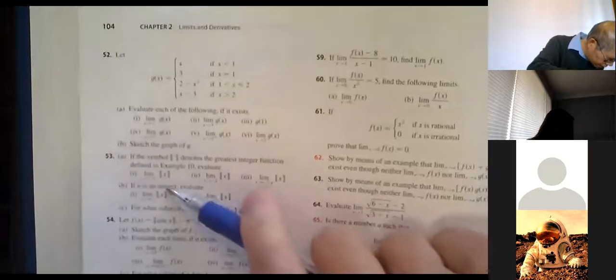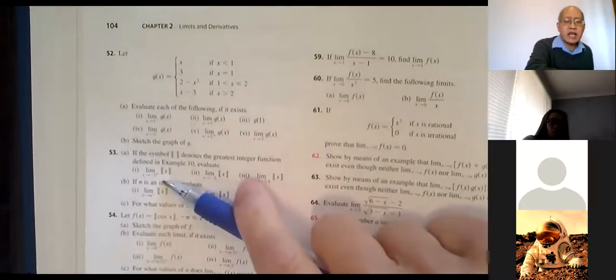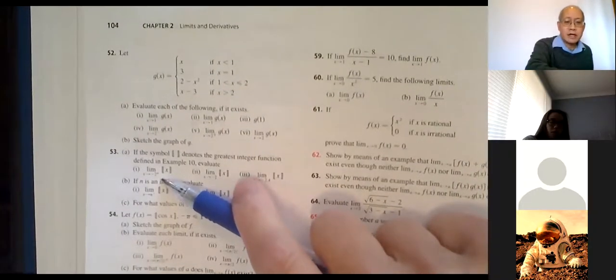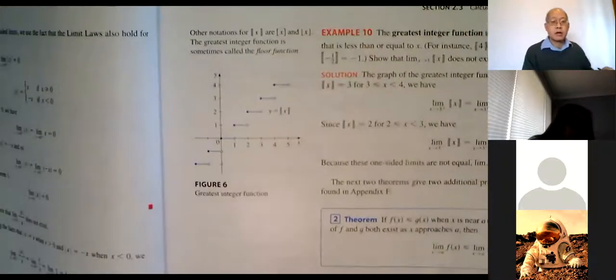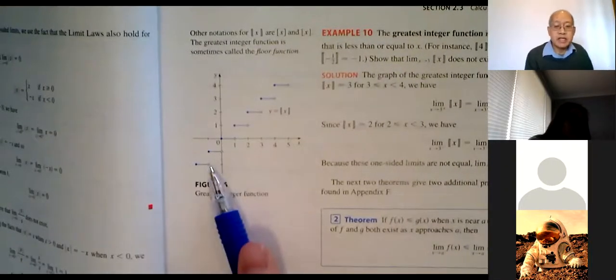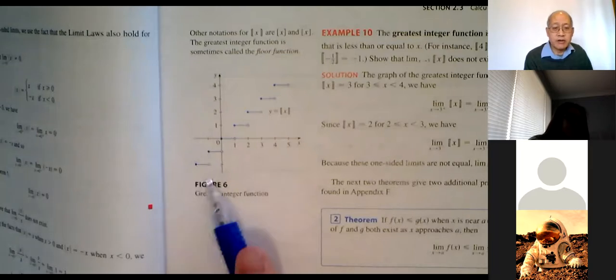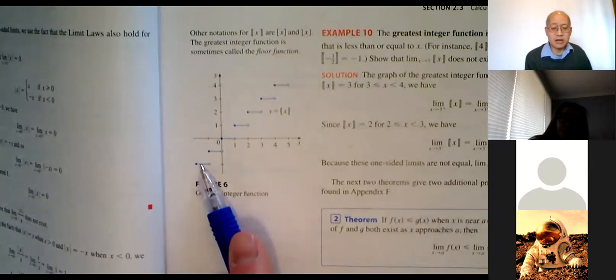But A says, limit as x approaches -2 from the right. The plus means coming from the right. Okay, x approaches -2. Here's -1, -2. x approaches -2 coming from the right side. Well, we approach the y value of -2. In fact, it is -2. So the answer to the first one is -2. If we approach -2 coming from the right, we get -2.